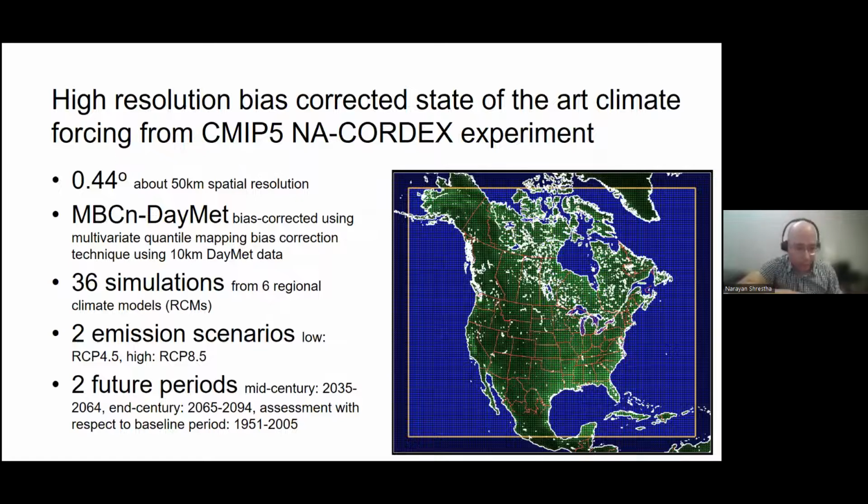And for the assessment, we considered 2 future periods, a mid-century period spanning from 2035 to 2064, and an end-of-century period spanning from 2065 to 2094. And all the comparisons have been made with respect to a baseline period spanning from 1951 to 2005.